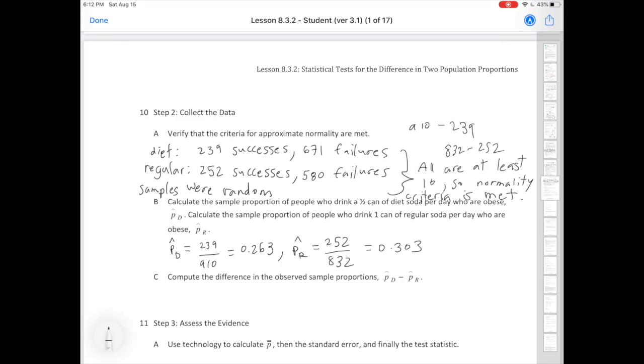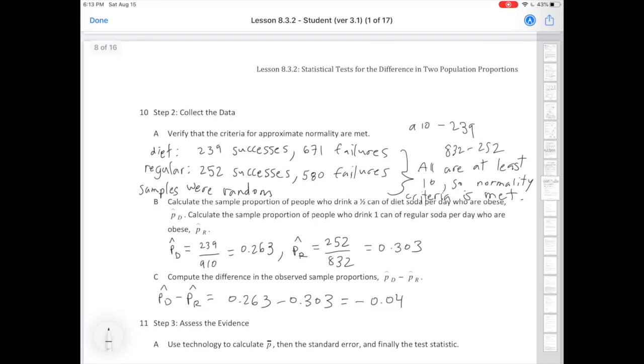Next, compute the difference in the observed sample proportions, PD hat minus PR hat. Well, PD hat minus PR hat is equal to 0.263 minus 0.303. So if you subtract these in your calculator, be careful, you're doing a smaller minus a bigger number. So as expected, we get a negative answer. It's negative 0.04.